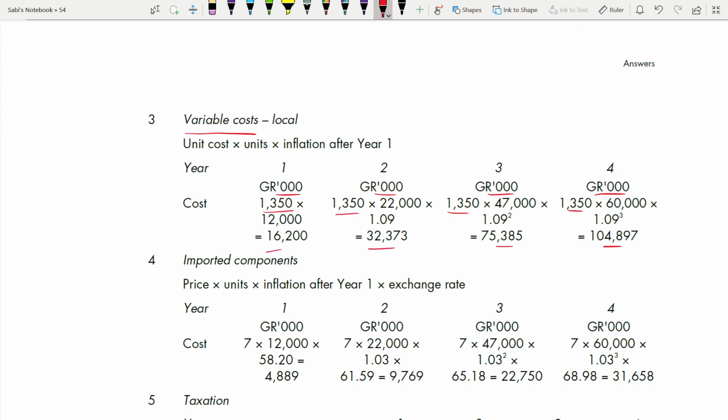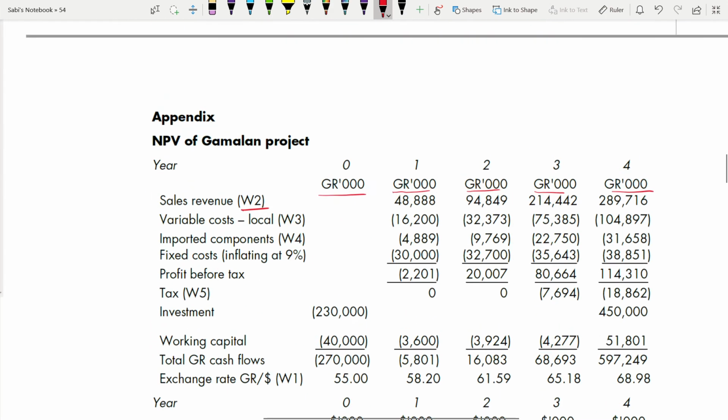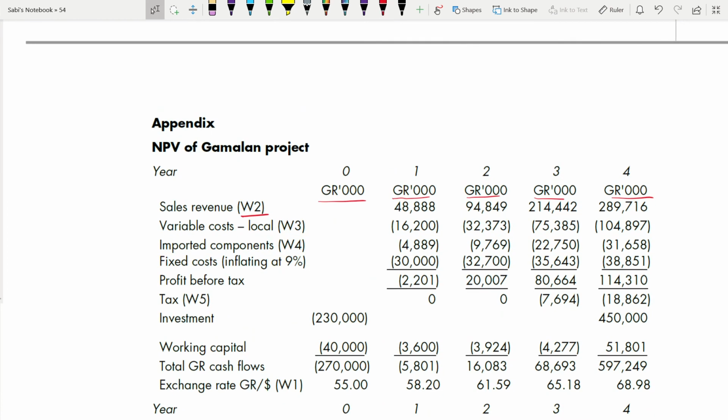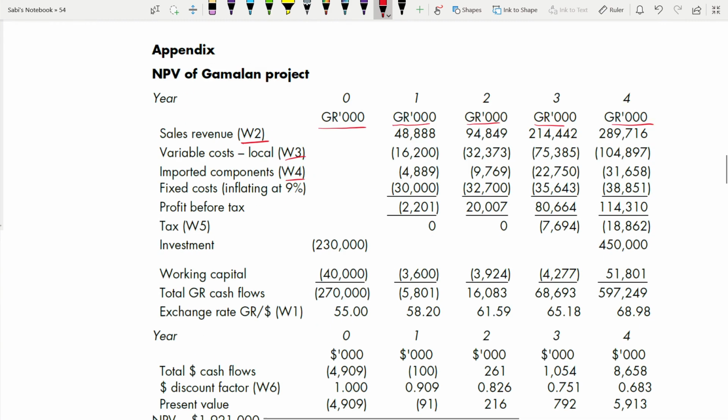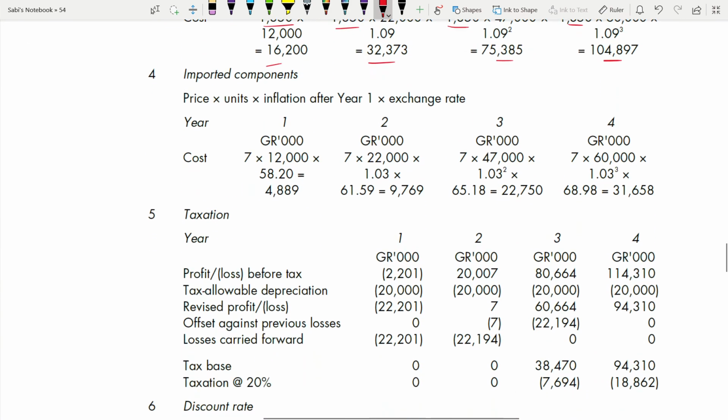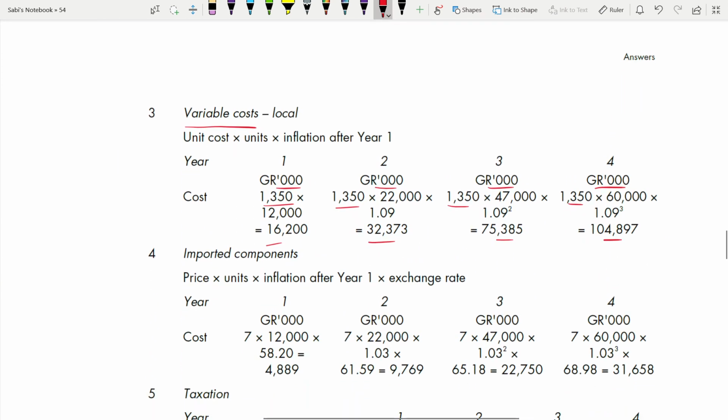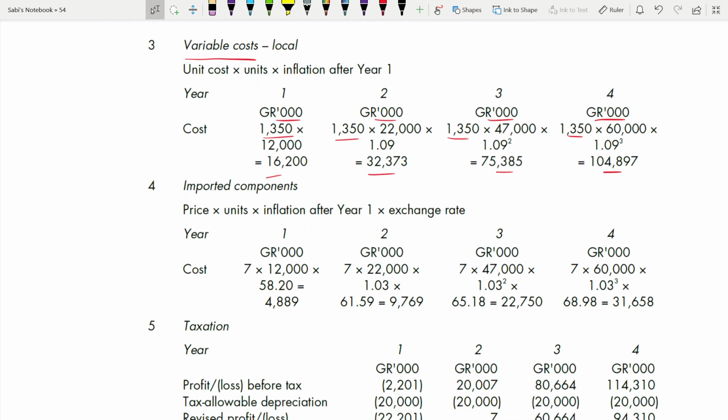Now coming to working 4. Working 4 is what? Okay, so imported component, working 4. All these are deductions, they are cash outflows. Just see the number and refer to the table. It's in the same order only. The way you are doing the working, in that way only you are putting it in your main table.